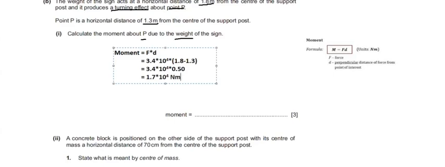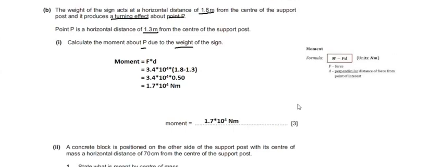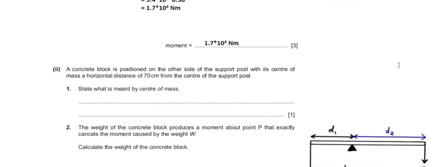So here also we can write down the final value, that is 1.7 into 10 raised to 4, and the unit as well, that is nothing but Newton meter. Writing down the answer here is very important, otherwise you may lose 1 mark, and writing down the answer along with the unit is very important.